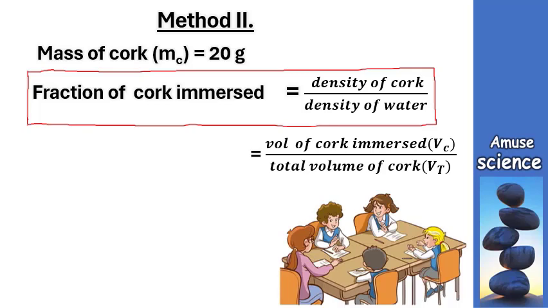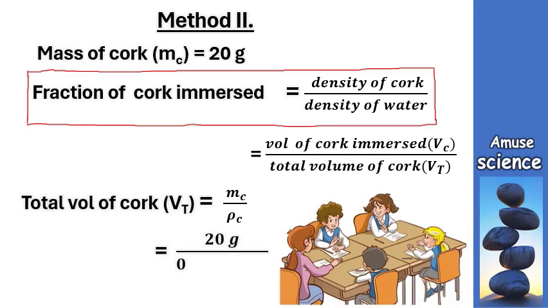Now we know that the total volume of the cork will be equal to the mass of the cork divided by the density of the cork. So let's substitute the figures given. We are going to get 20 grams divided by 0.25 grams per cm cube, and this is going to give us 80 cubic centimeters. So this is the total volume of the cork.